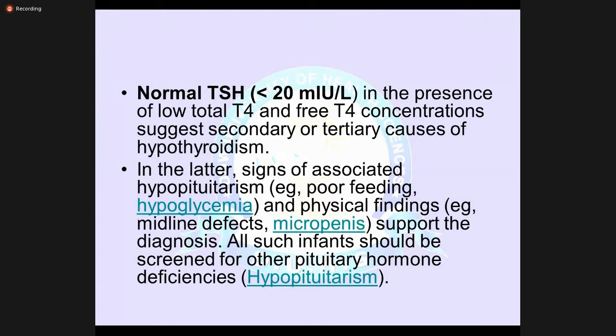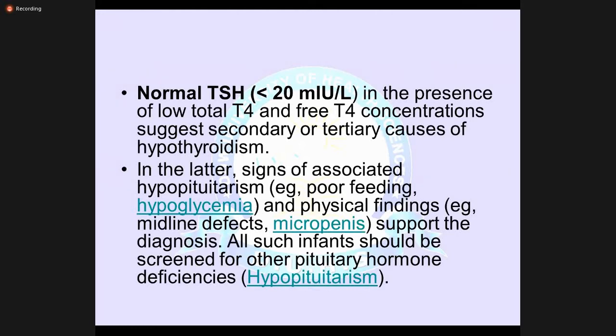There is a printing mistake in the earlier slide, in the secondary hypothyroidism. Signs of associated hypopituitarism, for example poor feeding and hypoglycemia, and physical findings, for example midline defects and micropenis, support the diagnosis of pituitary hypothyroidism.